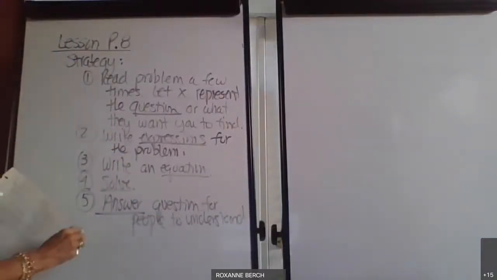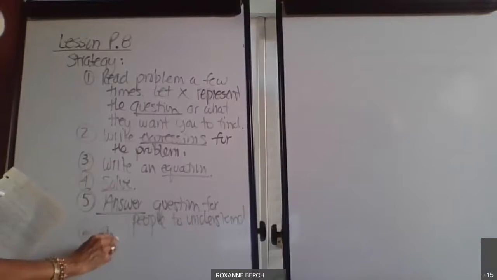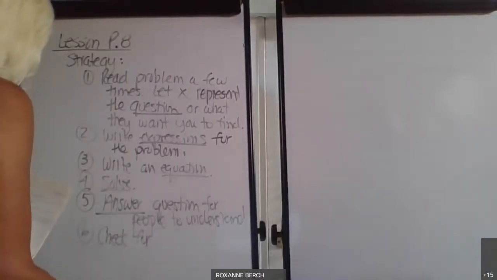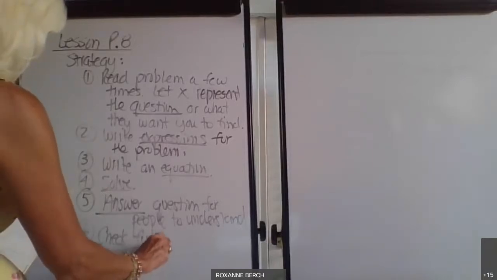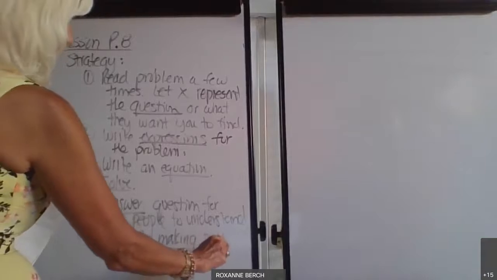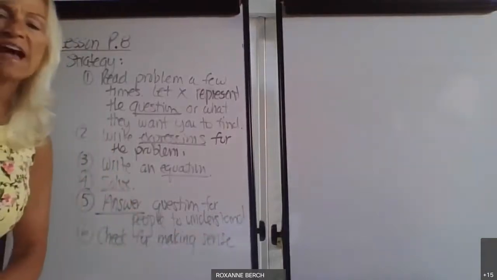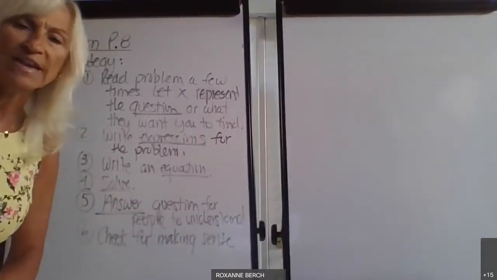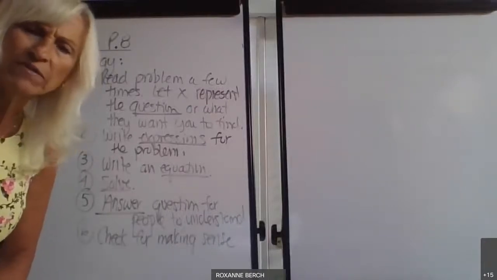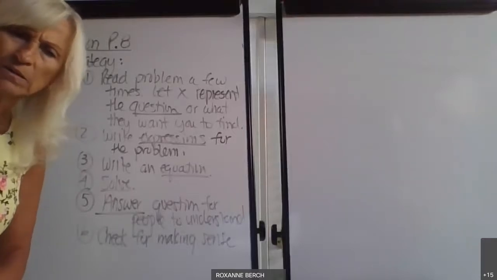And number 6, we're just going to think about it and see if it makes sense. What I mean by that is, let's say they're asking you how fast you drove on the freeway and you get negative 55. Well, speed can't be negative, so you know something's wrong.